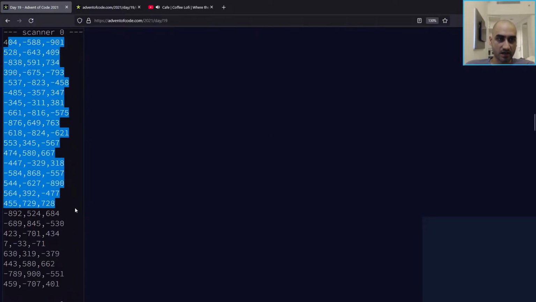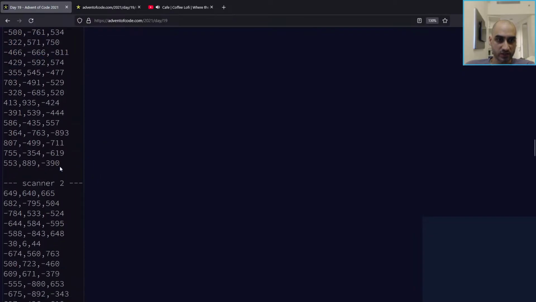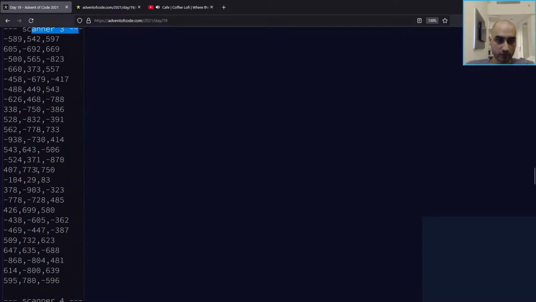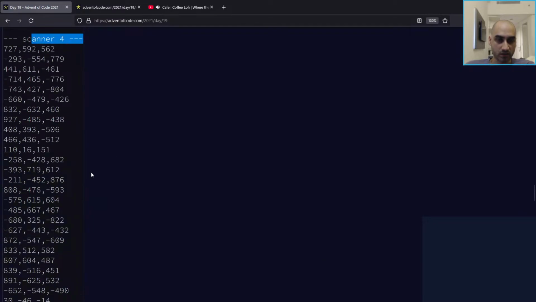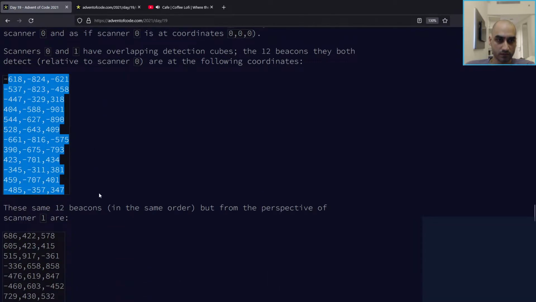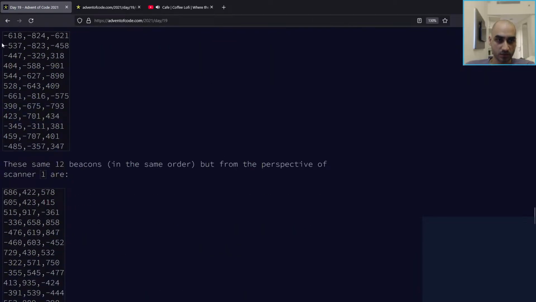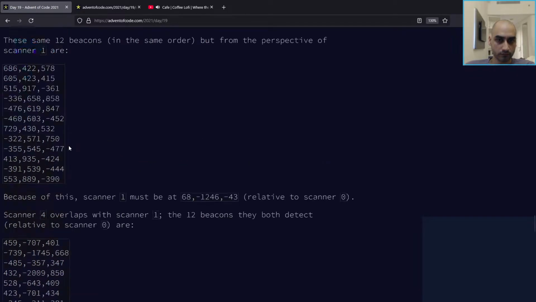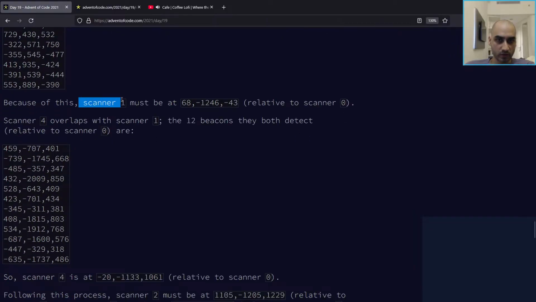That allows us to start at 0. And then we have to figure out whether it's 1, 2, 3, or 4 that has 12 in common with it, and find the 12. So they're saying these are the 12. And that tells them where scanner 1 is.